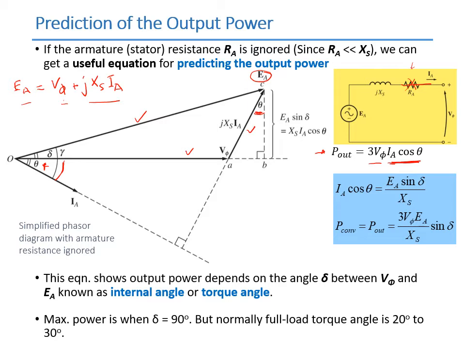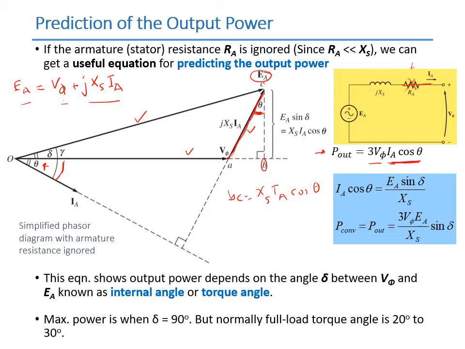Because this is theta, and we know the length of this side, we can derive the distance between B and C, which is XS IA cos theta. That is, BC equals XS IA cos theta.